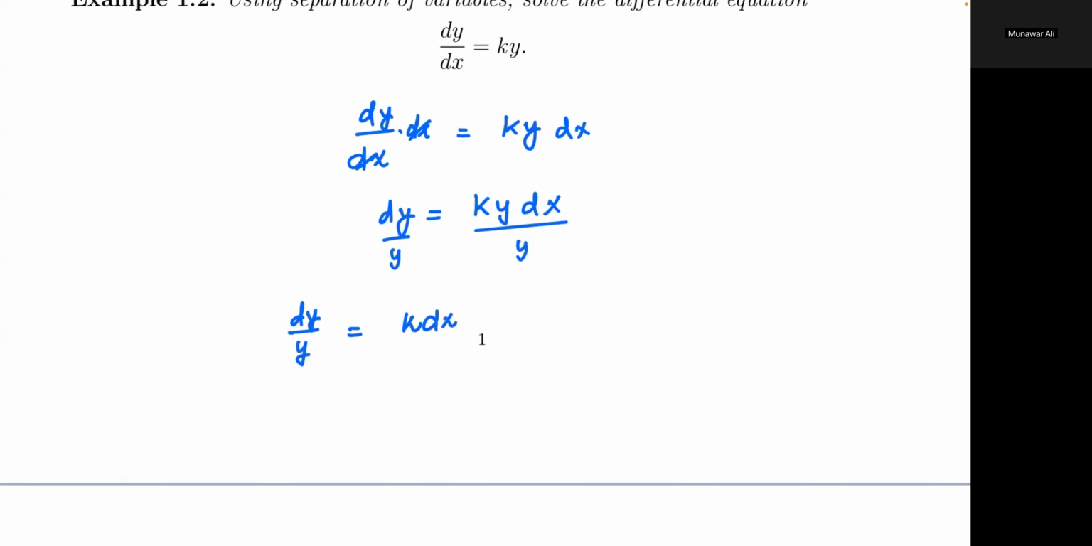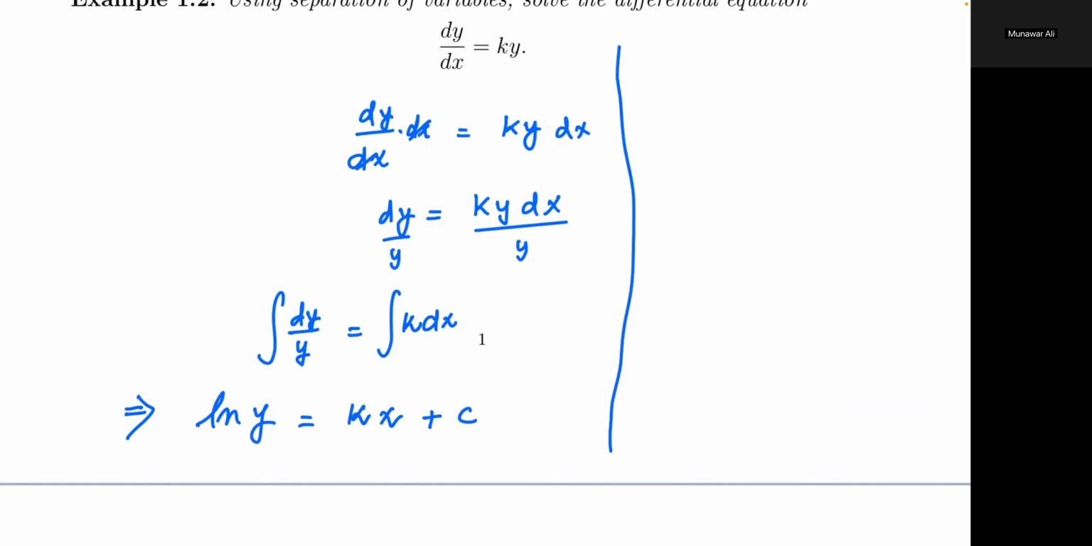Okay, so the next thing is we integrate. So what's the integral of dy over y? So this is natural log of y and this is the right hand side, kx plus c. Okay, so this is the solution of that differential equation, but as I mentioned earlier, we will write this thing maybe in a different form.